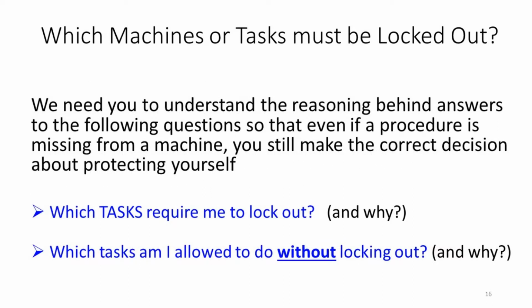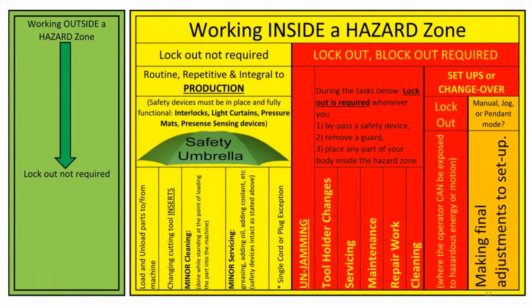We need you to understand the reasoning behind the answers to the following questions so that even if a procedure is missing from a machine, you still make the correct decision about protecting yourself. Questions like, which tasks require me to lock out and why? And which tasks am I allowed to do without locking out a machine and why? The answers to those questions can be found in this chart.